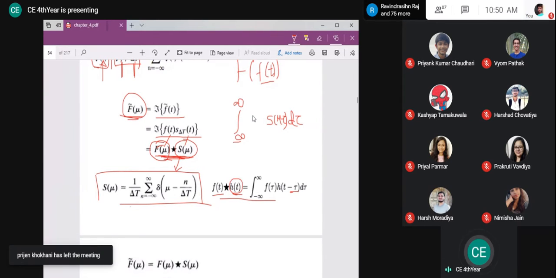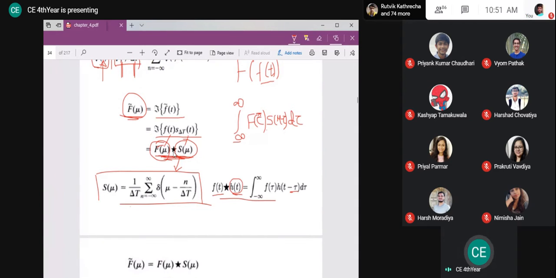And then my first function, capital F, and the variable will be tau. This is a dummy variable. It is not like time domain or something like that. It is just a dummy variable. This is actually in frequency domain only. Capital F and capital S are frequency domain representations only. Okay, so any doubt regarding this definition?